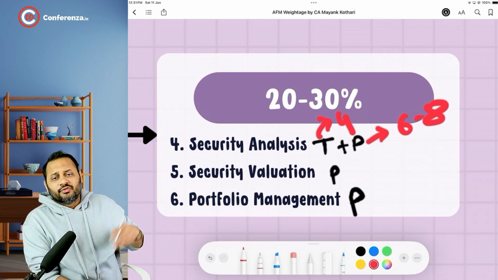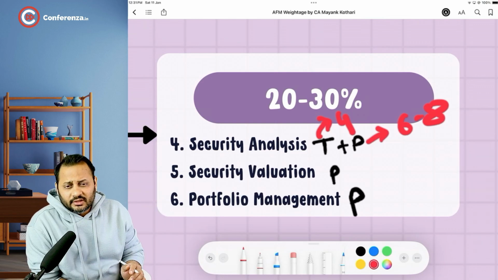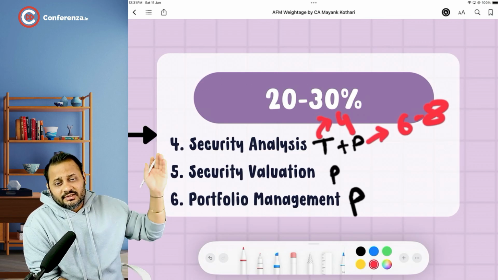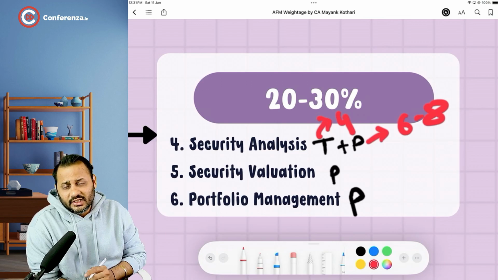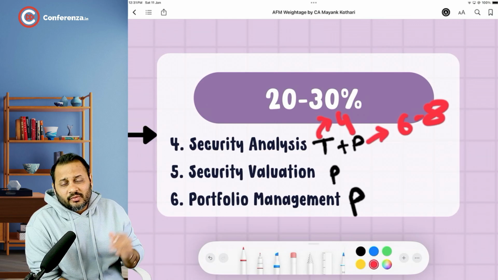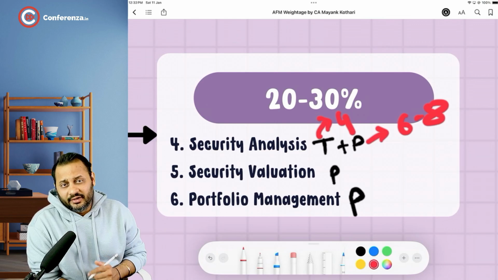Security valuation and portfolio management are totally practical chapters, and there will not be any theory asked from this, but still it is important from the marks point of view, because 20 to 30% of the total weightage is given to this section, where security analysis, valuation and portfolio management are there. In fact, when we take the regular batch of this subject, the maximum number of questions that we have is in security valuation, which goes to around 140, and portfolio management is also above 100.